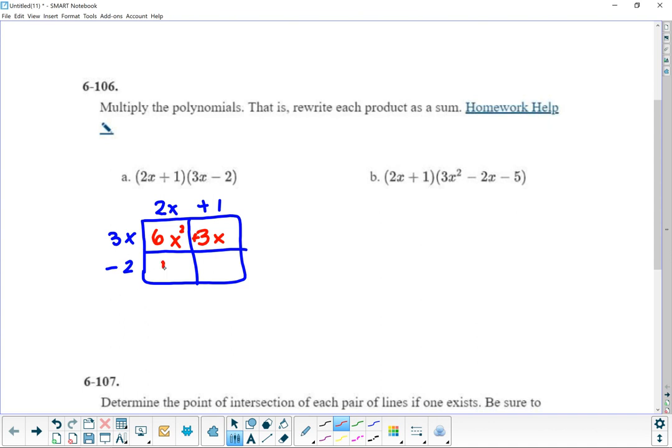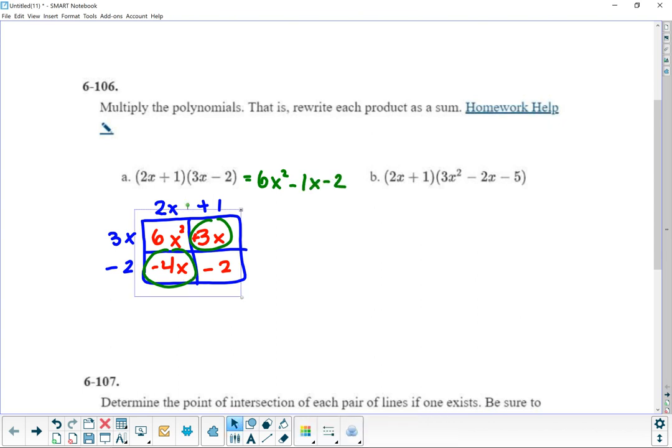2 times 2 is 4, and then you have an x. And then negative times positive is a negative. Negative 2 times positive 1 is a negative 2. So your answer is 6x squared. Negative 4x and positive 3x makes a negative 1x, minus 2. That's your answer.